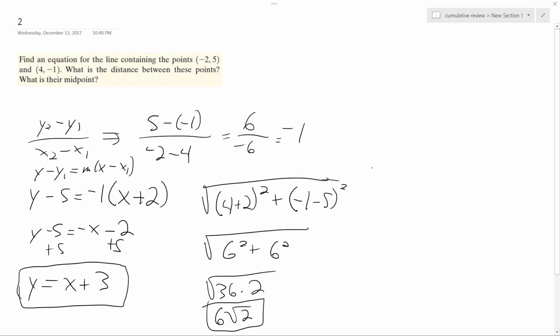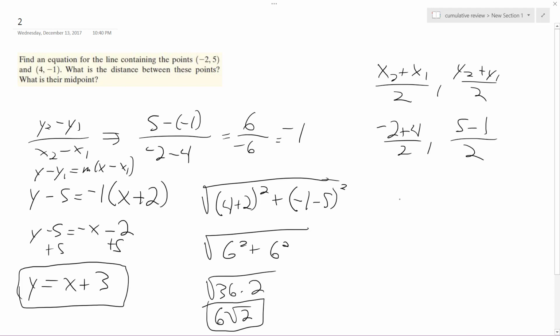So where is the midpoint? The midpoint is just x2 plus x1 divided by 2, comma, y2 plus y1 divided by 2. So in this instance, it's just going to be -2 plus 4 divided by 2, and then 5 minus 1 divided by 2. So it ends up being 2 divided by 2, which is 1. And then 4 divided by 2, which is 2.